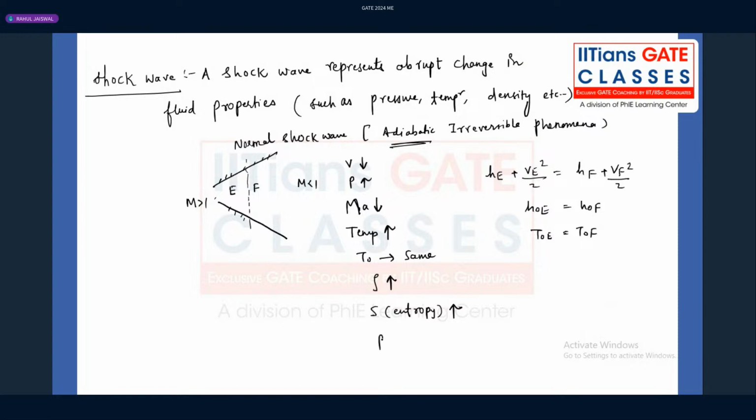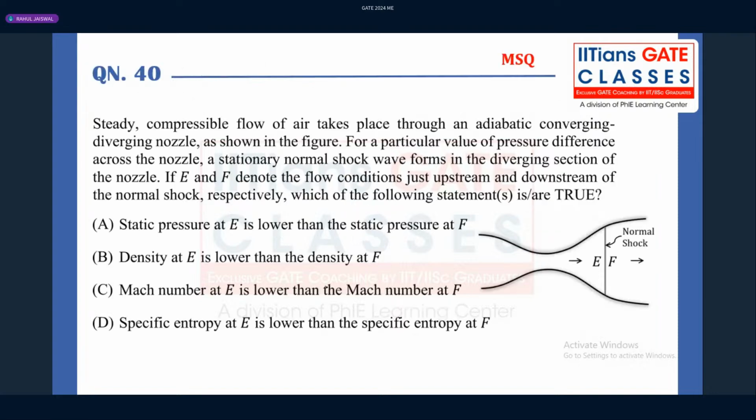What about the stagnation pressure? Stagnation pressure will decrease. So while looking at the options, which options are correct, guys? Static pressure at point E is lower than the static pressure at point F. Yes, it is correct. Density at point E is lower than the density at point F. It is also correct. Specific entropy at point E is lower. That is also correct.